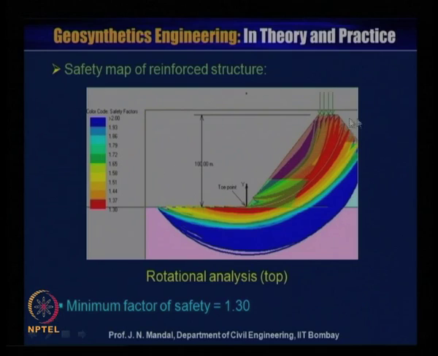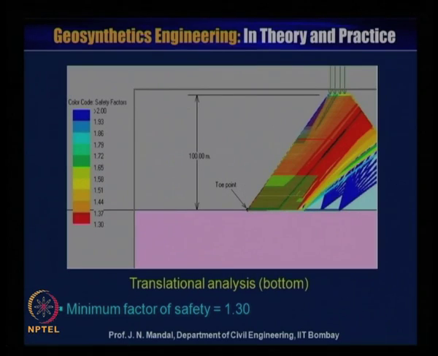You can see the number of the slip circle, and here we have used the reinforcement, and then we find out what the factor of safety should be. So, this is the check code for safety factor. You can see what this failure zone or shape should be. So, this is the rotational analysis tool. Here the minimum factor of safety is 1.30. So, it is safe for rotational analysis.